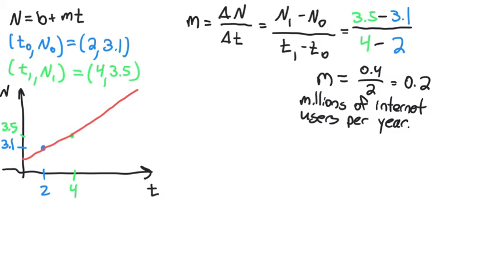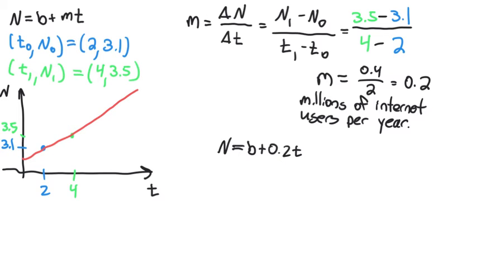Great, so now we've got one out of the two parameters in our formula that we were setting up. So we know that the slope is 0.2. Got that over here. And what we still need to find is the vertical intercept. And so be careful, the vertical intercept is not the first data point that we're given, right? The value for b is going to be the value of the output n. So that's going to be how many internet users there were when t was equal to 0.